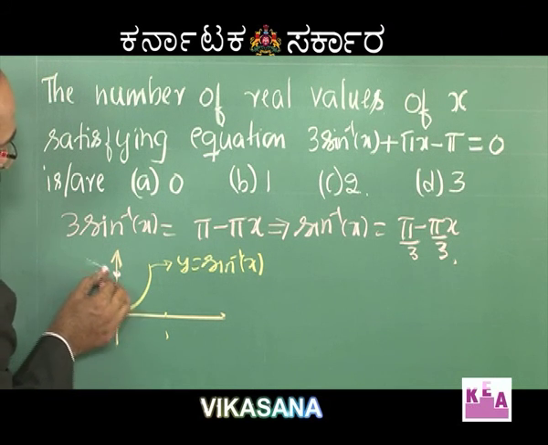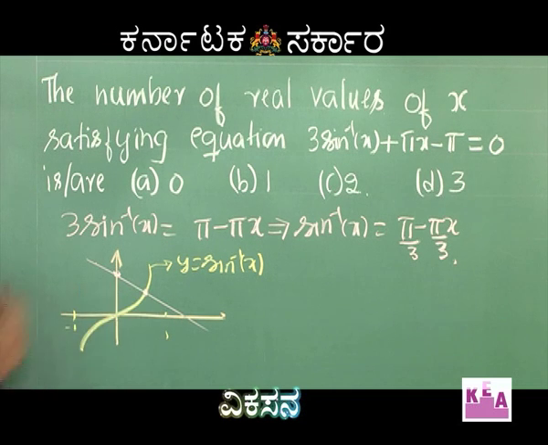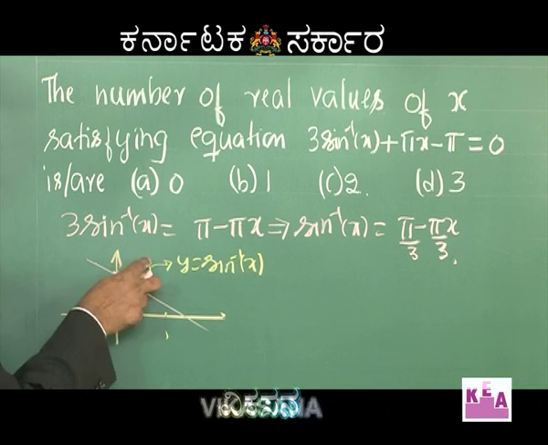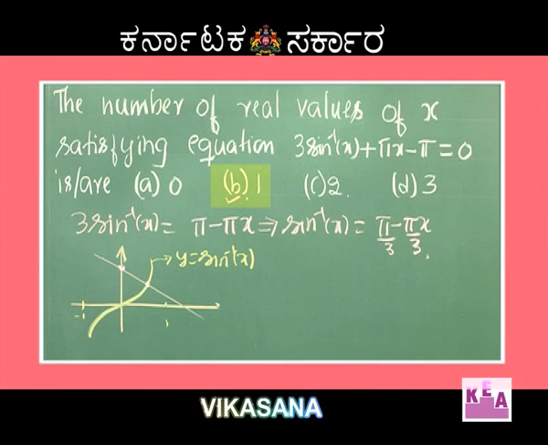It is a negative slope. That means to say the graph meets the curve at one point and only one point. Therefore, this line meets this graph at only one point. Therefore, the number of solutions is option B, 1.